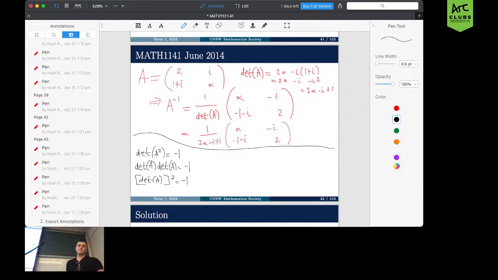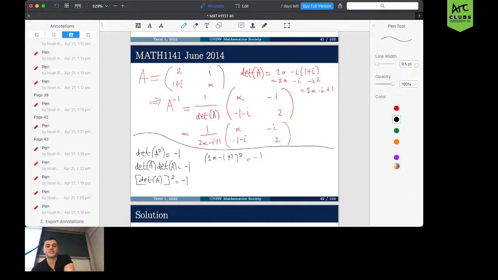We could probably just sub in whatever det A is, right? So why don't we sub in whatever det A is? Because we have a value for it. That's what det A is. So what we can say is 2 alpha minus I plus 1 all squared is equal to -1. Okay, how do we undo squareds? You can just square root.